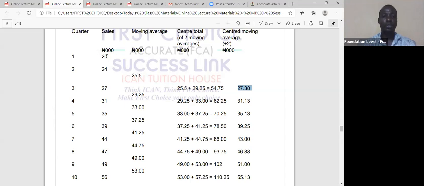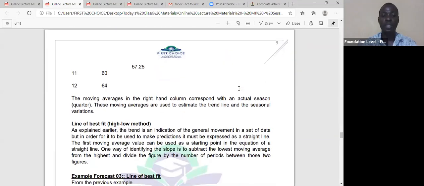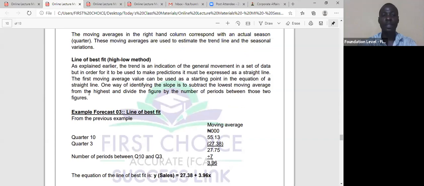So we are now also wanting to take the sales figure. The best is to take, because you are looking for the line of best fit of this moving average, this final one that you've just gotten. That will become your first point. So we say the first moving average value can be used as the starting point in the equation. Yes, that is the smallest value, the first point.